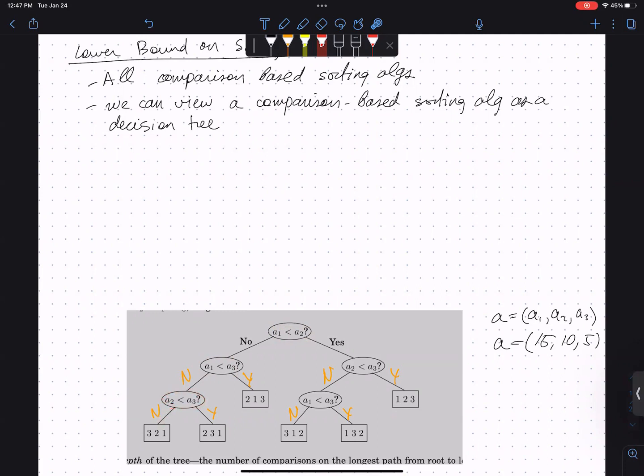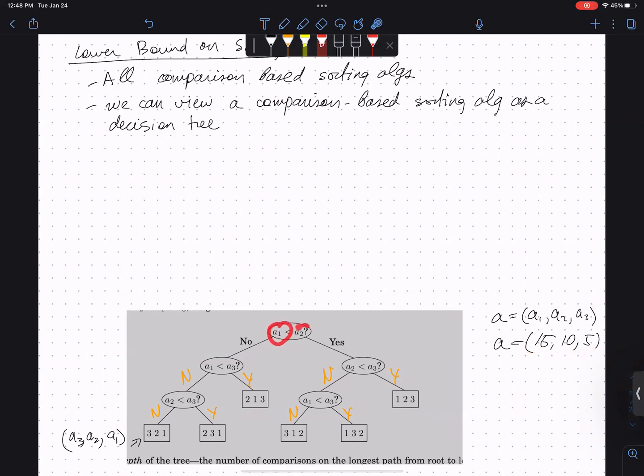So A2 is not less than A3, then our output has to be, so what was it? A1 was the biggest one. And then we were deciding between A2 and A3, and A2 was bigger than A3. So the output should look like this: A3, A2, A1. And in this example, this 15, 10, 5, it's exactly what would happen.